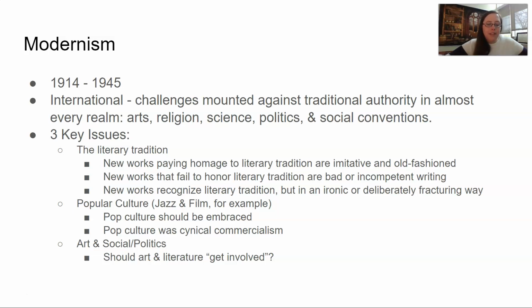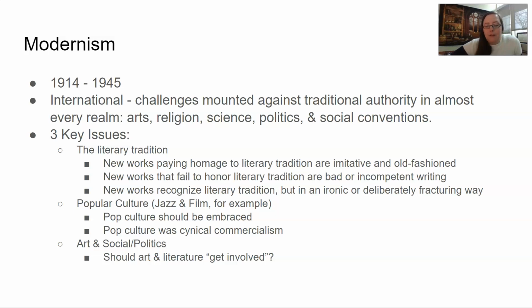So should we embrace it, or are we just thinking like, you know, pop culture is for people who aren't educated in the traditions of literature and of music and of art and things like that. And then of course we have a key issue with art and social politics. Should art and literature get involved in society and social issues in politics?